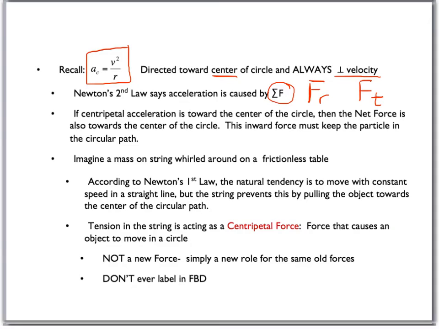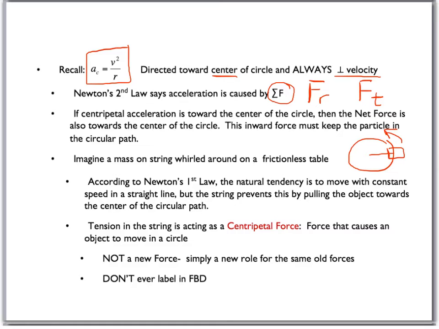Now, if the centripetal acceleration is directed towards the center of the circle, that means that the net force is also going to be directed towards the center of the circle. It is, in fact, that inward force that keeps the particle moving in a circular path. Imagine something swinging around in a circle. Maybe it's sitting on a frictionless table, attached to a string, just whirling around in this circle here.